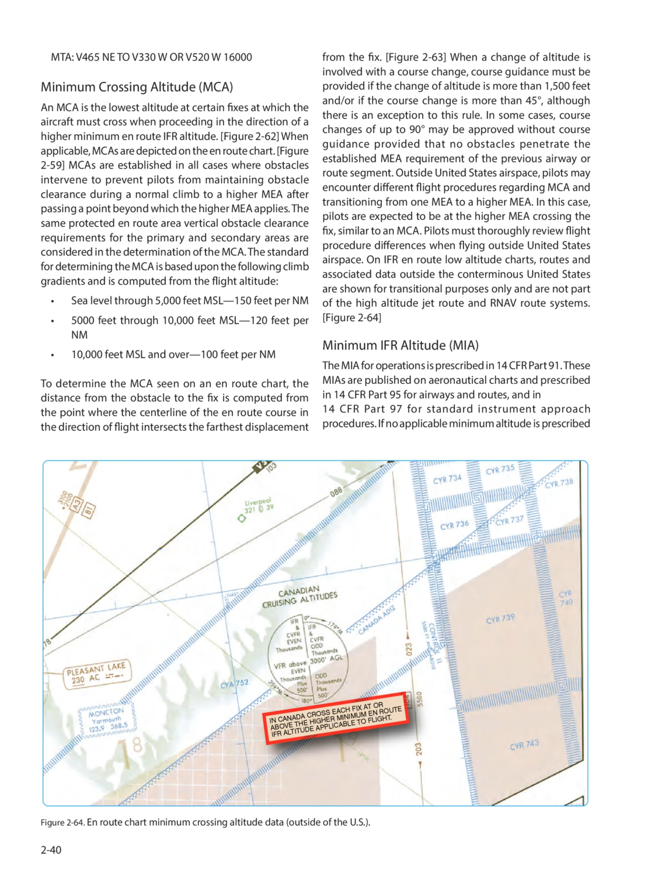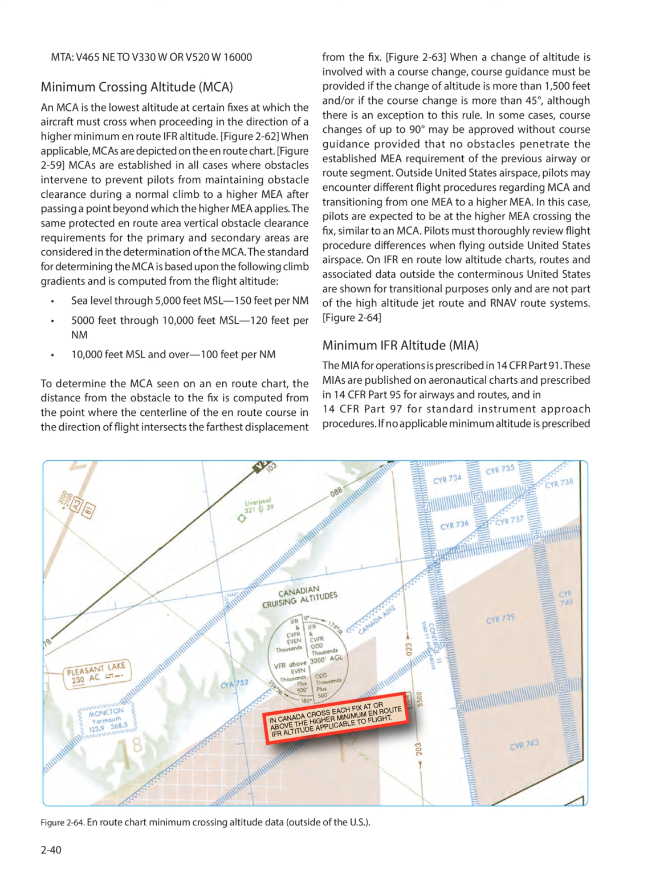Minimum crossing altitude, MCA. An MCA is the lowest altitude at certain fixes at which the aircraft must cross when proceeding in the direction of a higher minimum en route IFR altitude. Figure 262: when applicable, MCAs are depicted on the en route chart. Figure 259: MCAs are established in all cases where obstacles intervene to prevent pilots from maintaining obstacle clearance during a normal climb to a higher MEA after passing a point beyond which the higher MEA applies.